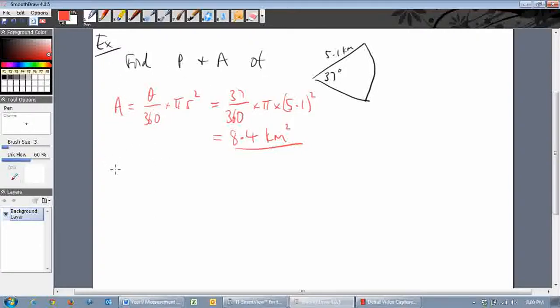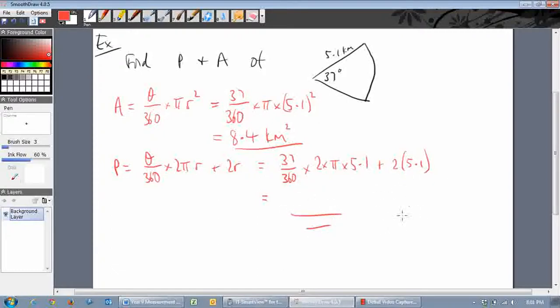Okay, let's do perimeter. Write down your formula. Theta over 360 times 2 pi r plus 2r in the end. Let's go. Again, angle 37 over 360 times 2 times pi times the radius plus 2 lots of 5.1. Okay, again, I'm just going to skip a bit of time here and not do that on my calculator. Type that into your calculator, get an answer.